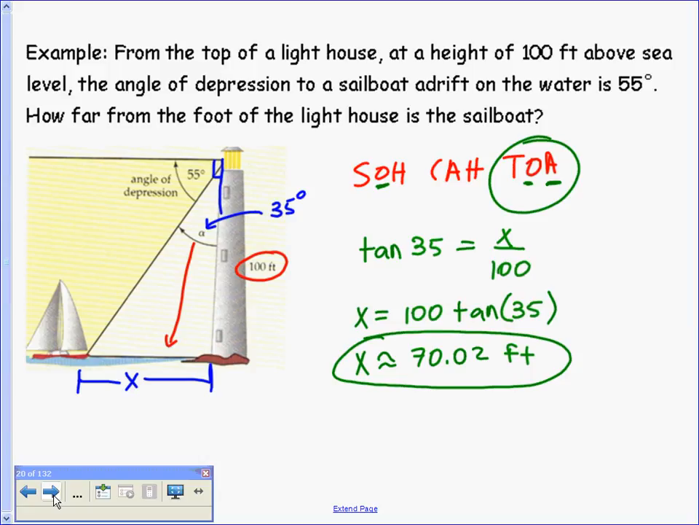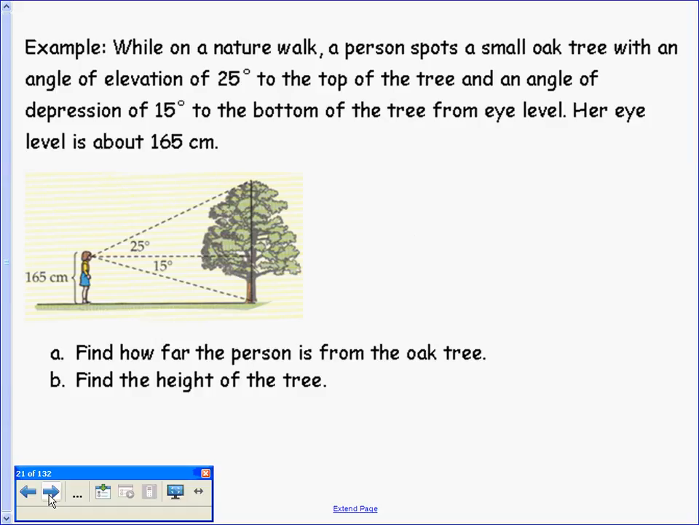Okay, now this next one we have a little bit more going on. This person is going to spot a small oak tree with an angle of elevation of 25 degrees, and it's labeled on the diagram that we have, and an angle of depression of 15 degrees to the bottom of that same tree. Her eye level is at about 165 centimeters. What we want to do is find out how far the person is from the oak tree, and then we also want to find the height of the tree.